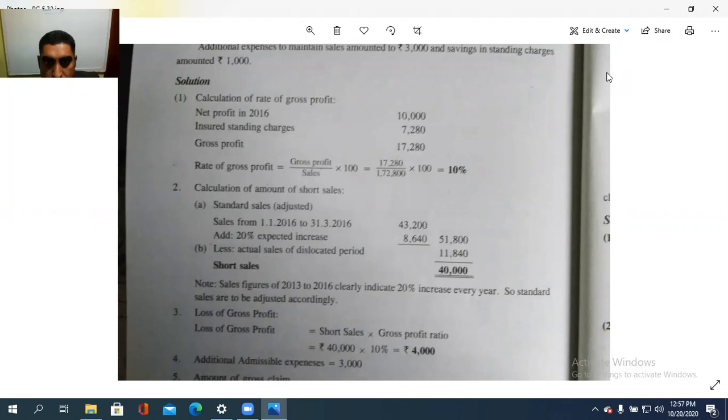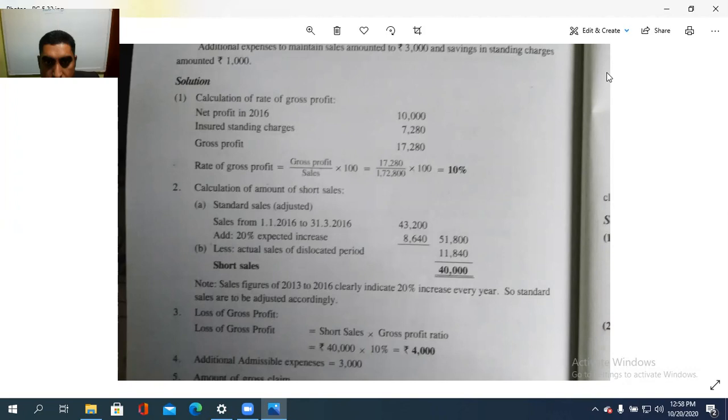Loss of gross profit, what is the formula? Loss of gross profit is short sales into gross profit ratio. So the gross profit ratio is how much? 10%. And short sales is 40,000. So gross profit on short sales is equal to GP into short sales. So 10 by 100 into 40,000 is 4,000. That is the GP on short sale.